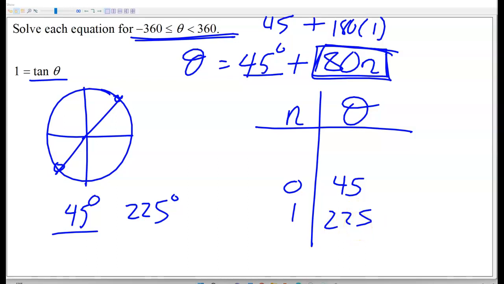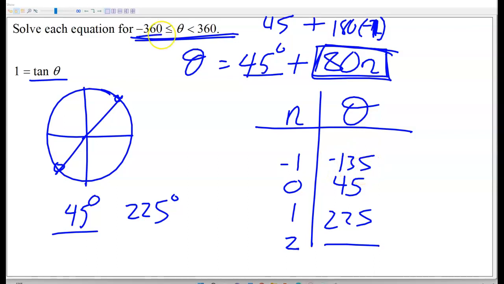Let's go ahead and do it again. Let's plug in 2. So if I plug in 2, what will that give me? That would be 360 plus 45. I'm pretty sure that's going to go past 360, so I'm going to skip that. So now let's start working backwards. I'm going to subtract 1. I'm going to plug in -1 for n this time. So if you plug in -1 for n, then it's going to be 45 minus 180. Let's try that. And that gives me -135.